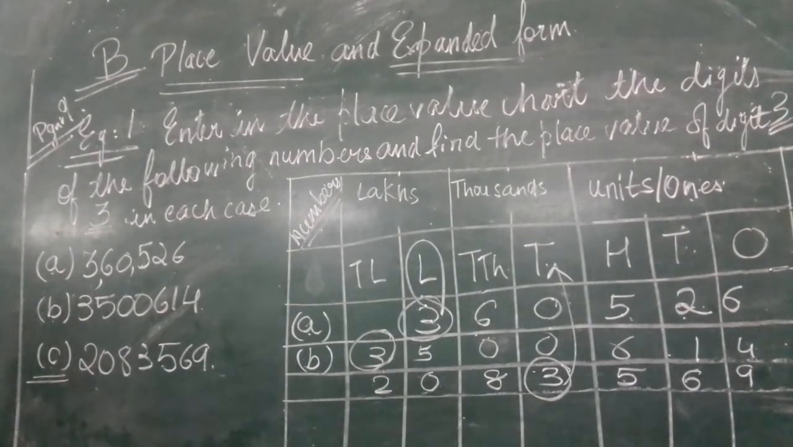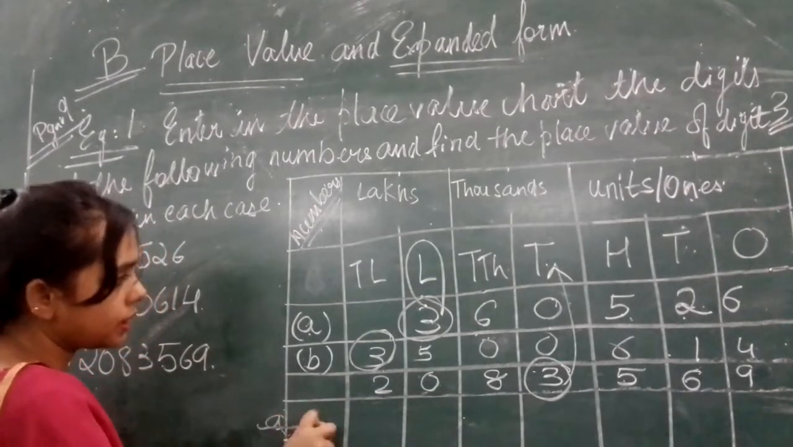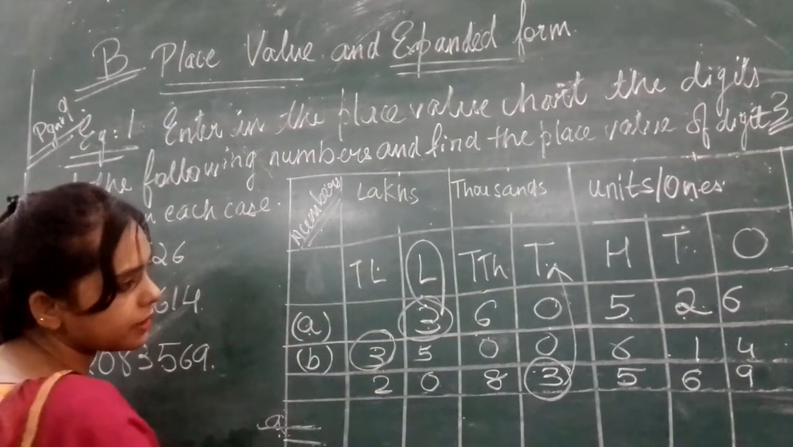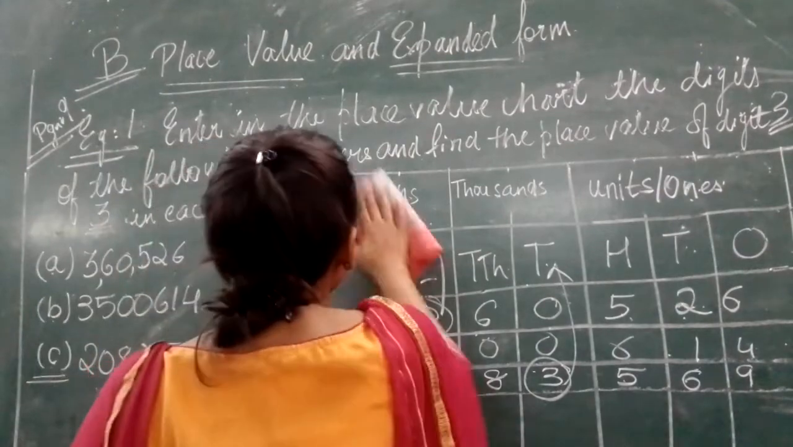I will give you some time so that you can jot it down. And where will you write? Below this table. Okay. The place value of 3 is 3 lakhs. Then the place value is 30 lakhs. Then there is 3,000. Okay. Below the table. I am going to erase the table, but you will not erase it in your notebook.